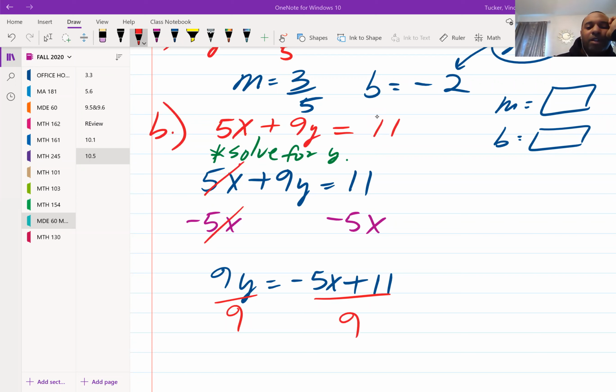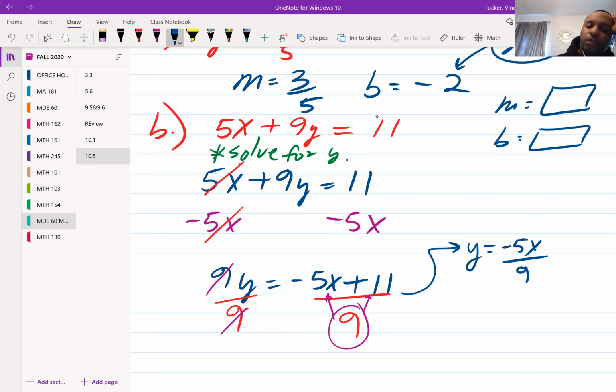So now to finish it off, we divide both sides by 9. And don't forget that this 9 has to go to each piece. And do your division. So y is going to be equal to negative 5x over 9 plus 11 over 9.